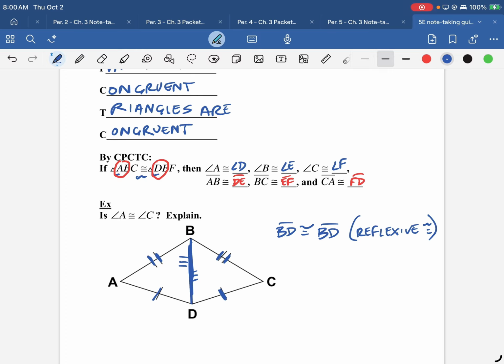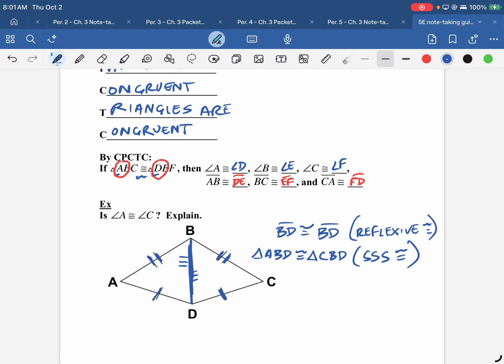Okay, and now I can say the two triangles are congruent, so I'll call the triangle on the left triangle ABD. And then let's see. The second triangle, C would match up with A, and B would match up with itself, and so would D. Okay, and I'm using SSS, right? This is the side-side-side triangle congruency theorem.